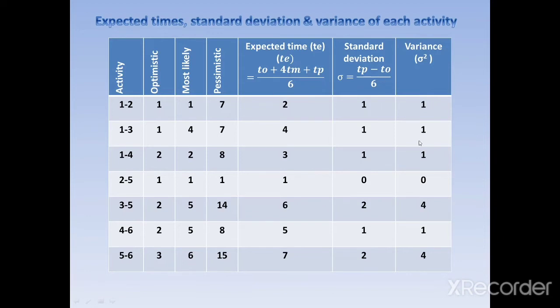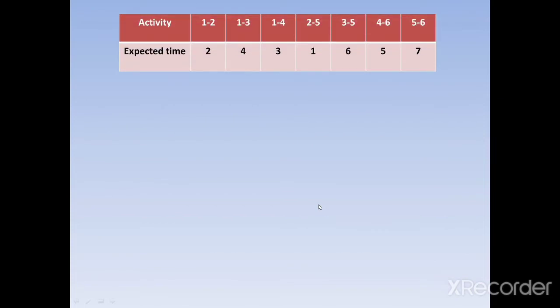So like this we calculate all these timings: we calculate the expected time T, then the standard deviation, that is sigma, and then the variance, that is sigma square. So like this we calculate all these values. Then we need to draw the network diagram.